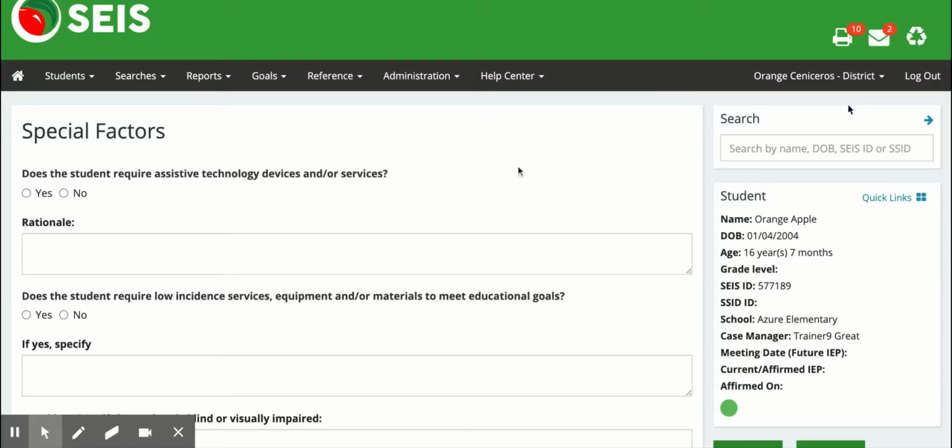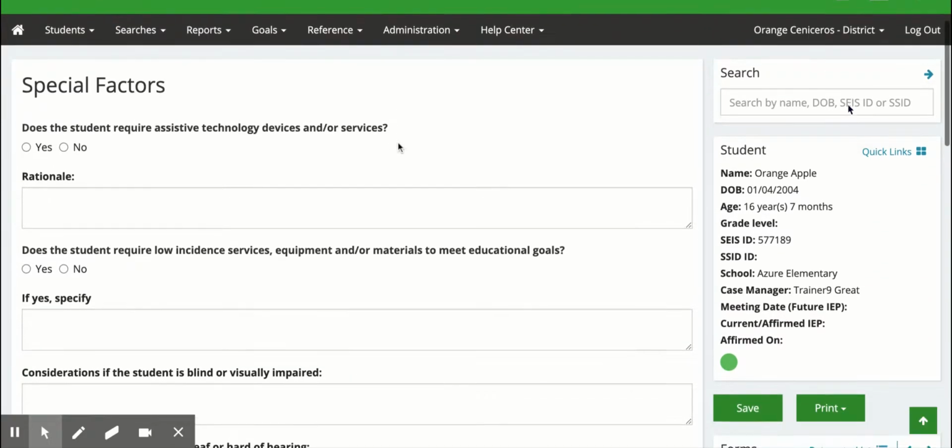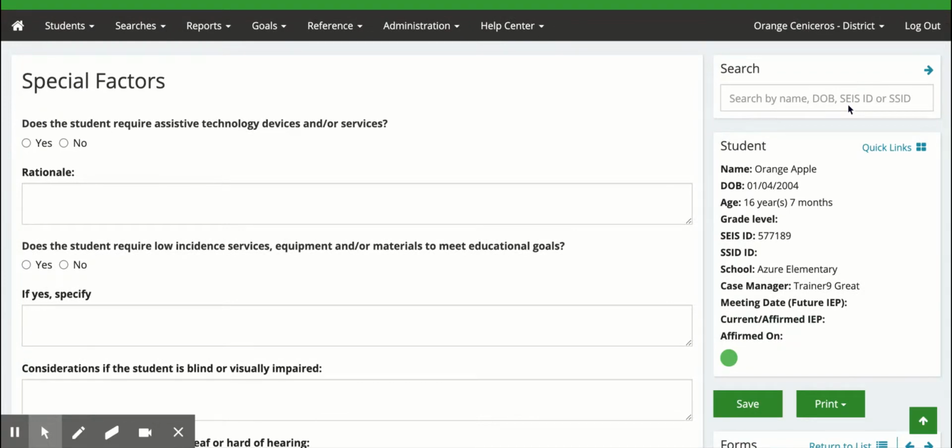Welcome to our Special Factors page. Here you will find the title of this page, Special Factors, and that's exactly what it is. It is the page where we are going to capture all those other small things that are just as important to the IEP.